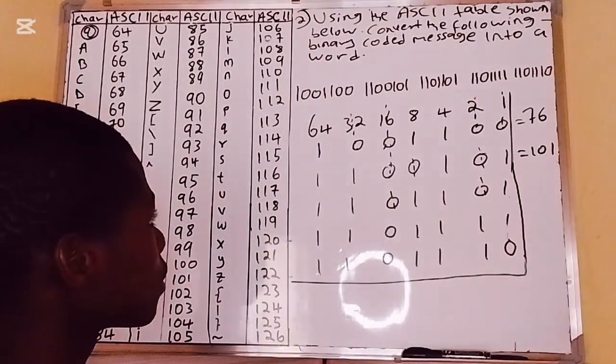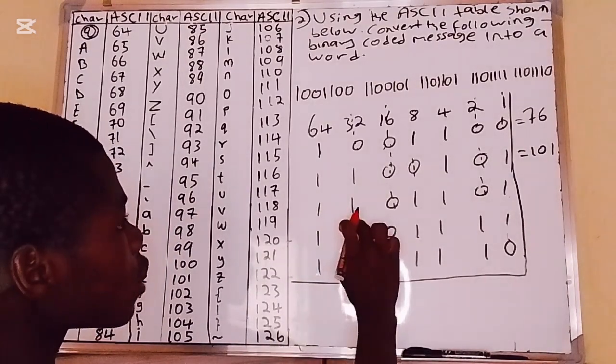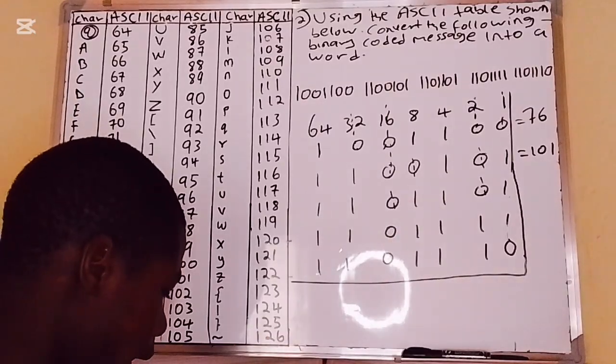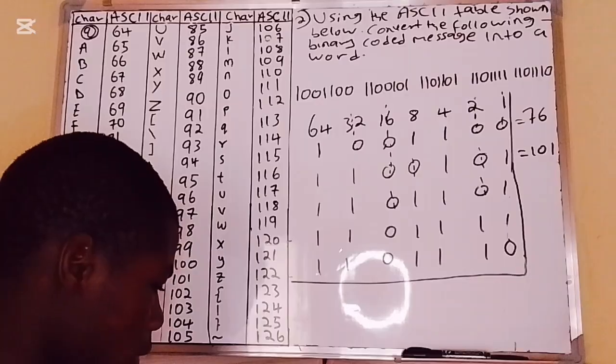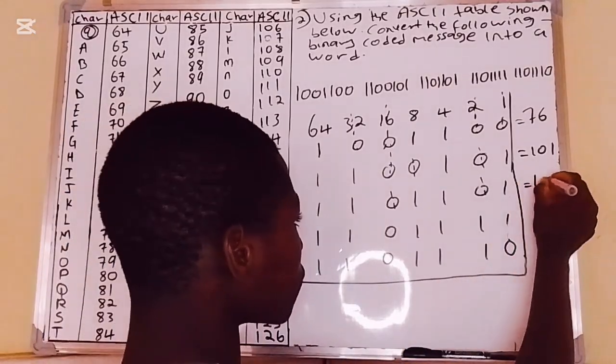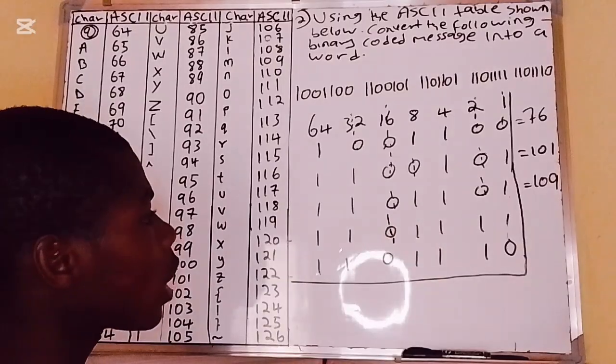The next is that I will get rid of this. So I have 64 plus 32, which is 96. 96 plus 8 plus 4, plus 1. So I have 109.